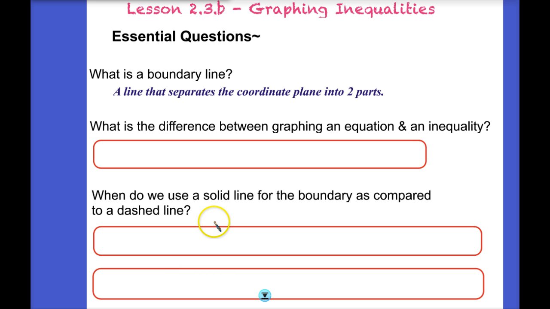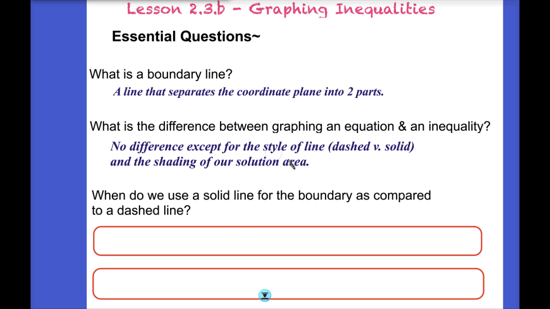So the difference between graphing an equation and an inequality, if you think about it, visually an equation has an equal sign. An inequality has a greater than or equal to, or a less than or equal to, like we talked about before, or a greater than or less than. So it's going to change how our solutions look. If we have a greater than, for example, then it could be all solutions greater than a certain point.